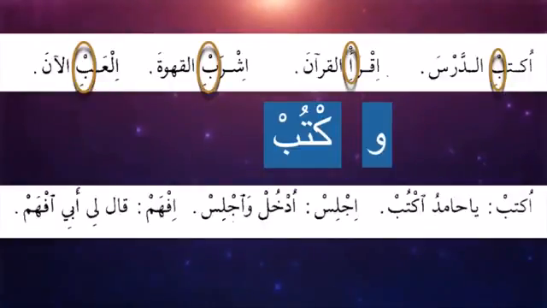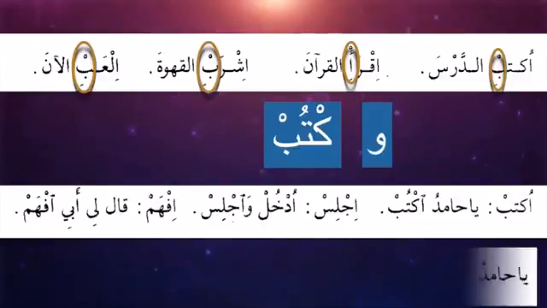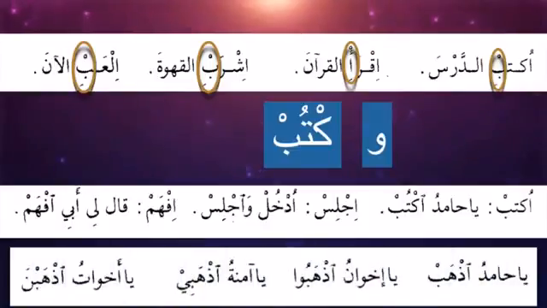Ifham, but how do you say? Qalali abifham. For example, Ya hamiduzhab. See? Ya hamiduzhab. Ya ikhwanuzhabu. So we know when you say Ya ikhwanuzhabu, Ya ikhwanu and Idhabu, there are three words, but when you pronounce it, it sounds like one word. Ya ikhwanuzhabu. So you should be able to identify.